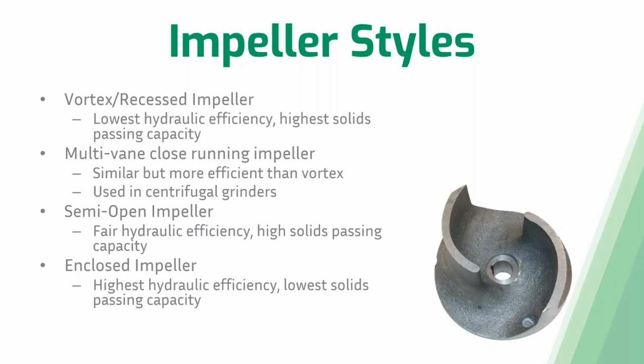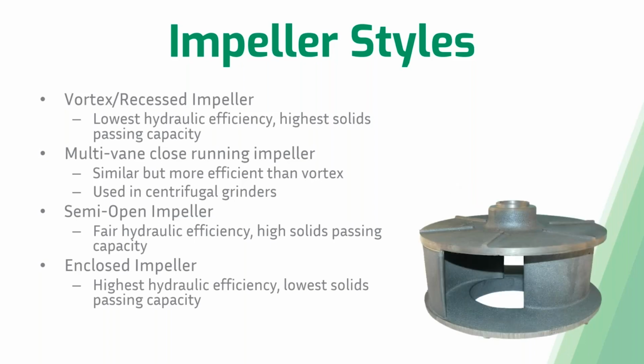Next, we have semi-open impellers, and these take up a little bit more space than a vortex impeller. Because of this, they have a higher hydraulic efficiency than the vortex impeller. On the other hand, they have a fairly high solids passing capacity, but not as much as you would with an enclosed impeller. This is sort of an impeller that fits between a vortex and an enclosed impeller, and they are typically a mix between the two when it comes to hydraulic efficiency and solids passing capacity.